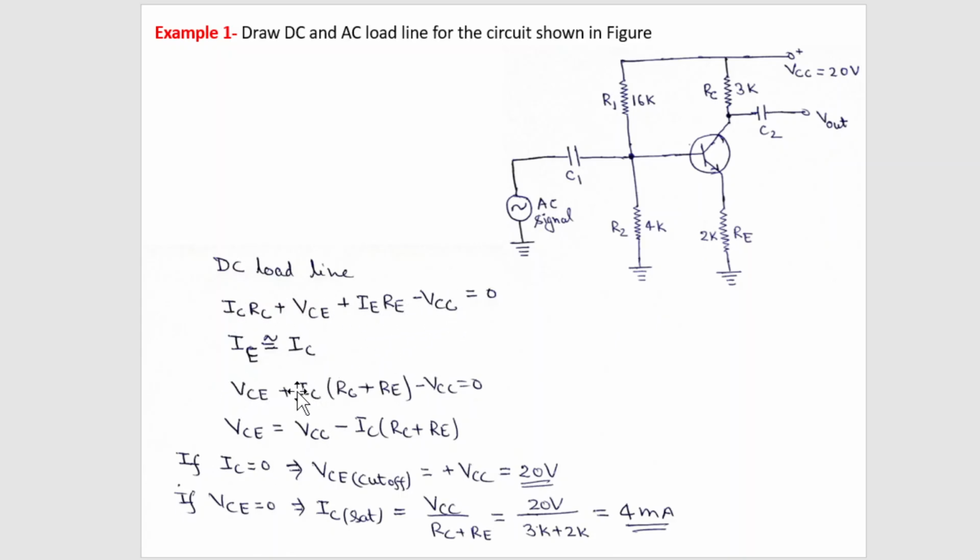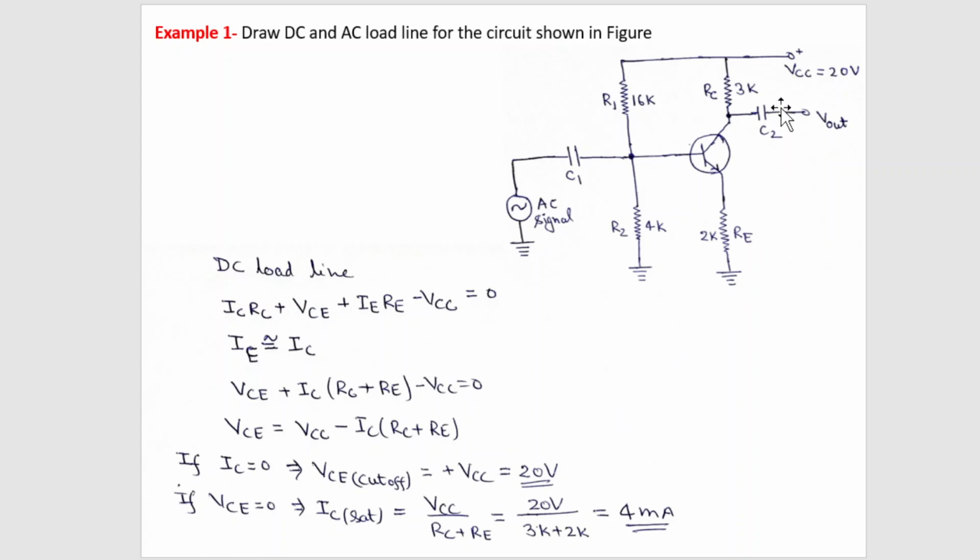So we can write VC equal to IC (RC plus RE) minus VCC equal to 0, or the collector-emitter voltage, capital VCE. Remember, we are analyzing the DC signal, which is why we have chosen capital letters. So capital VCE is equal to VCC minus IC times (RC plus RE).